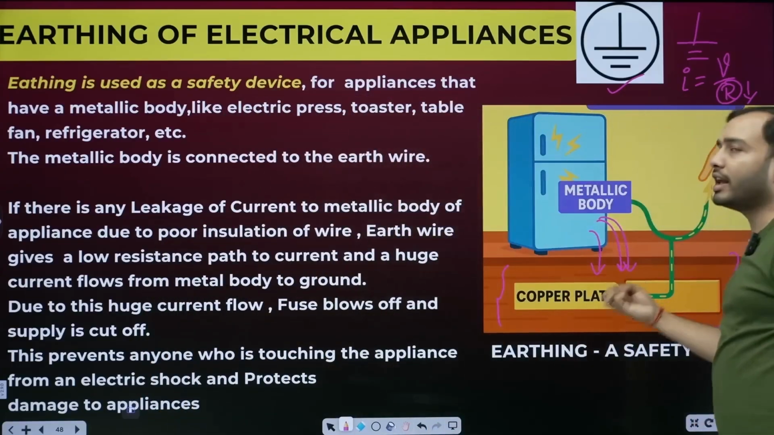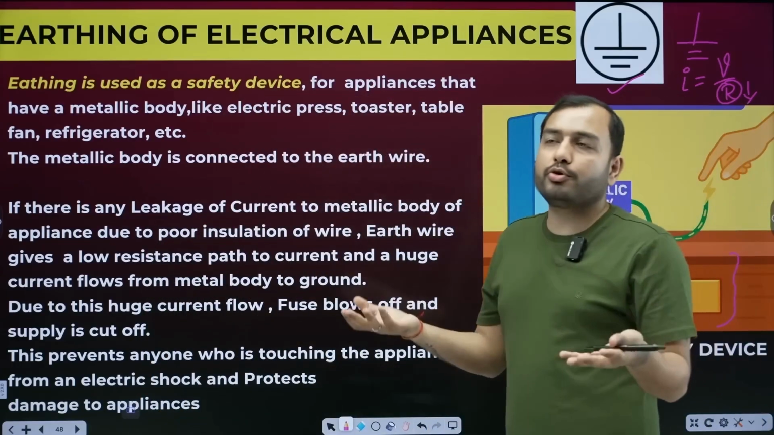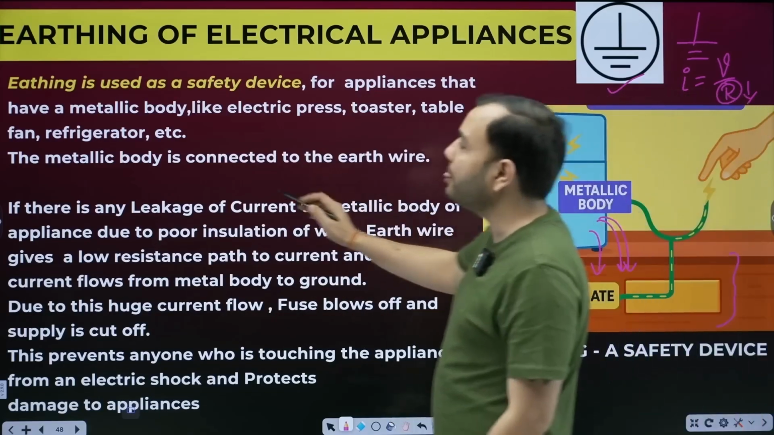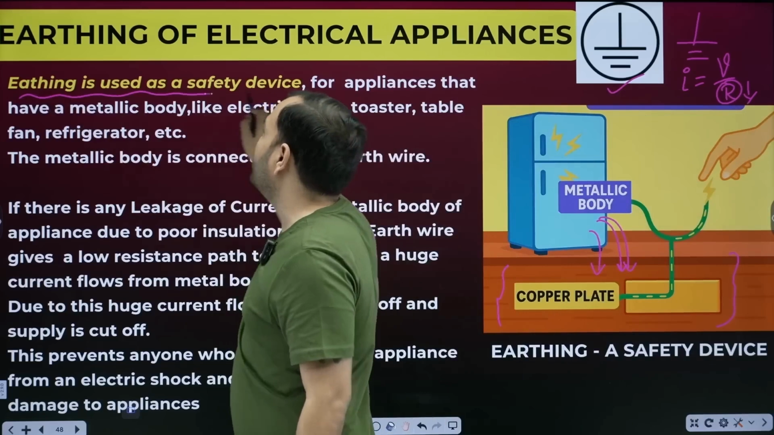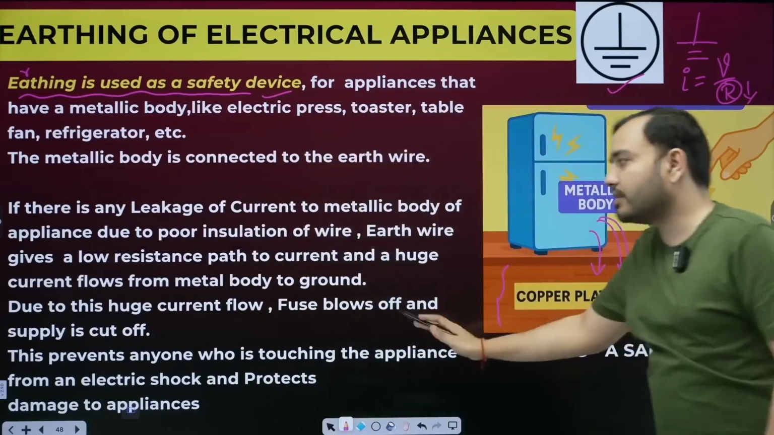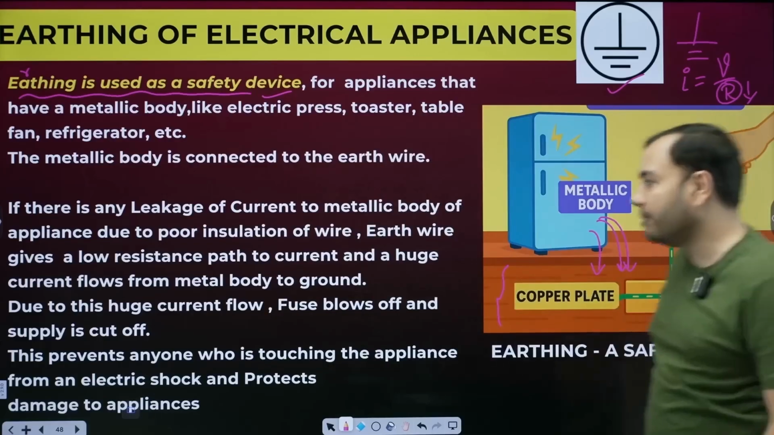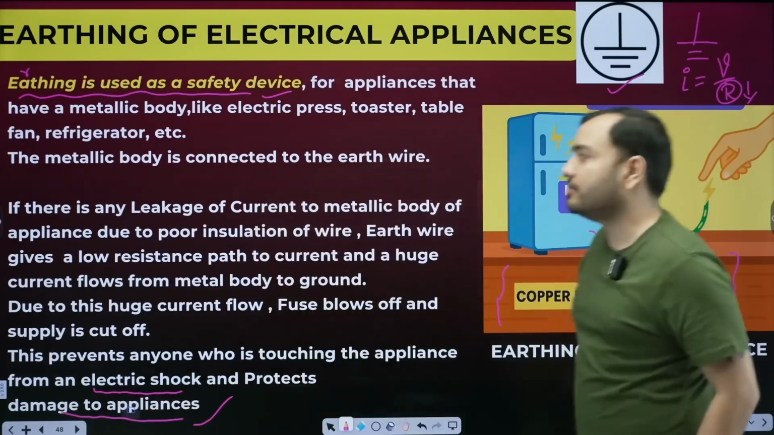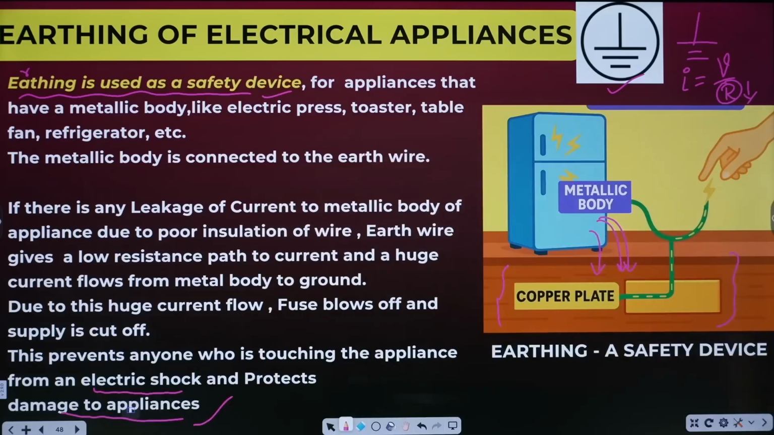As soon as such a heavy current flows, your fuse blows. When the fuse blows, you understand that some fault has occurred. Then you repair it. So all these things are explained. Remember that earthing is a safety device. How does it work? That's what is told. How does it save us? One, it saves us from electric shock. Second, it saves the appliance from damage. That's the whole story that is written.